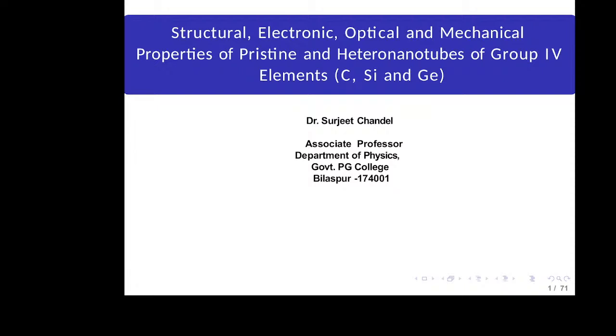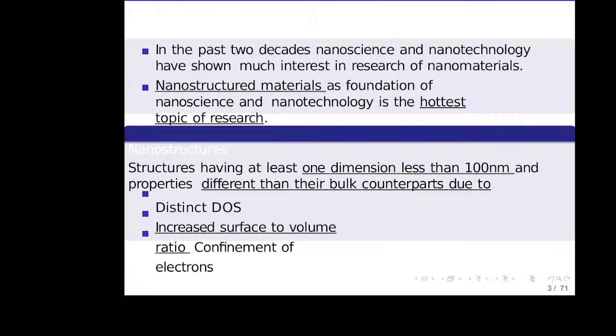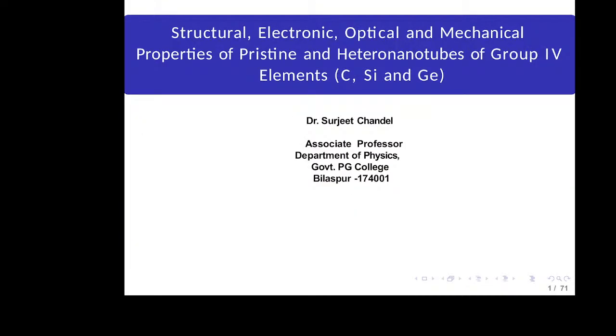Today's lecture is just an overview of the properties which can be studied with the help of the SIESTA code. So the topic which I am going to elaborate is structural, electronic, optical, as well as mechanical properties of pristine and heteronanotubes of group 4 elements, namely carbon, silicon, as well as germanium.